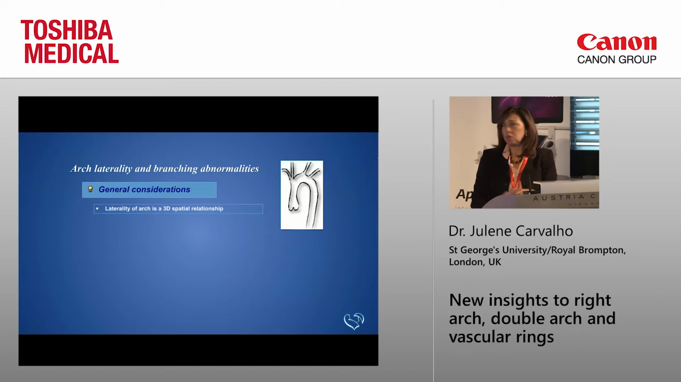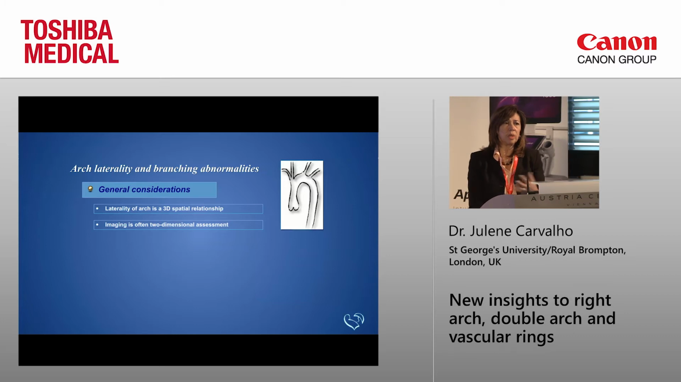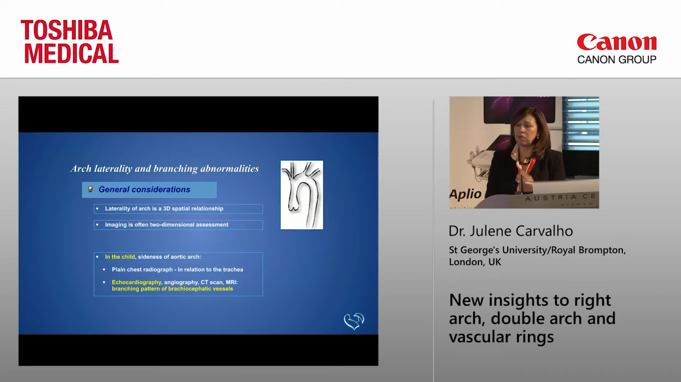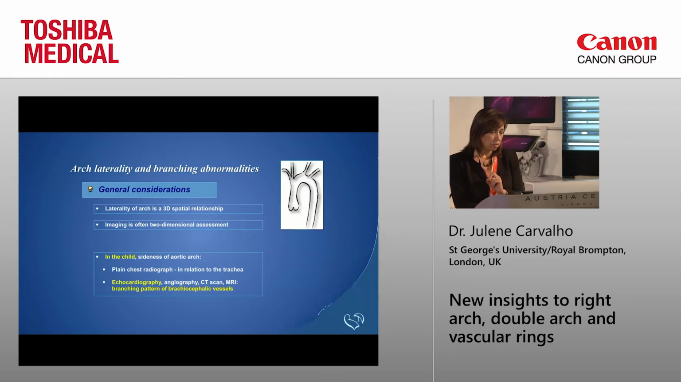More considerations: it's really a three-dimensional structure, but we're looking at it on a two-dimensional assessment, because on a day-to-day basis, on screening techniques, it is two-dimensional. In the child, the side of the aortic arch can usually be easily seen on a chest radiograph in relation to the trachea. We also use echocardiography, CT scan, and angiography, and the main way of looking at these techniques is to look at the branching pattern of the aorta, and that's again key for the diagnosis of right and left aortic arch.